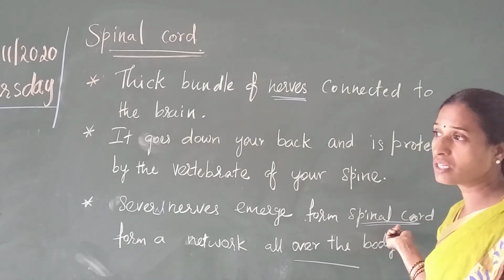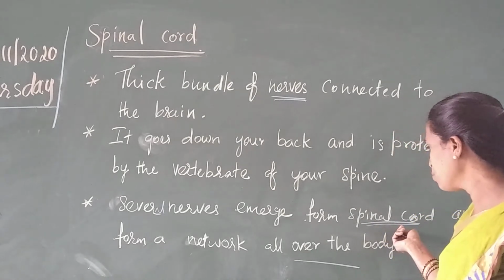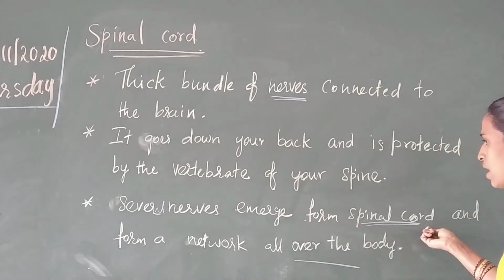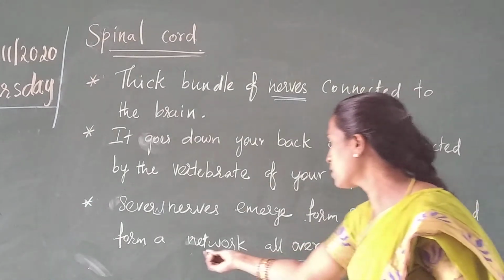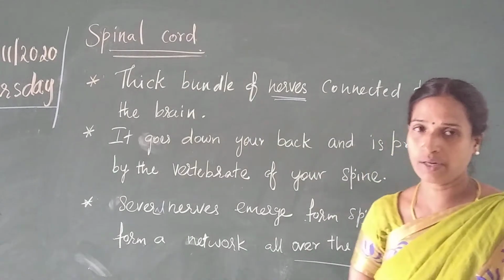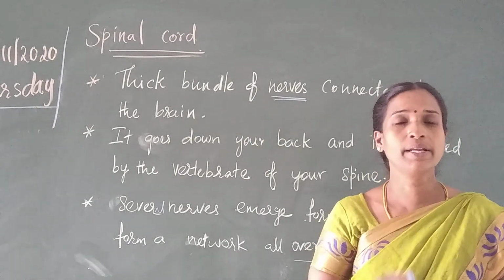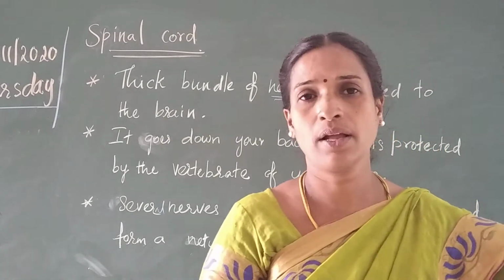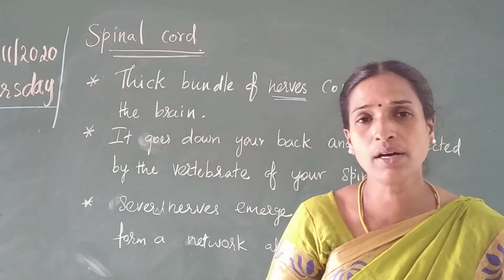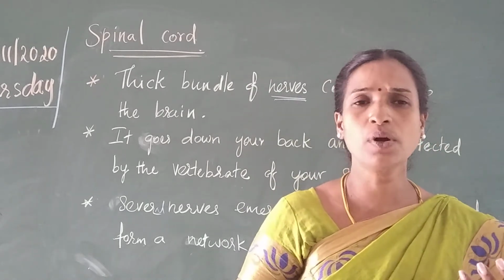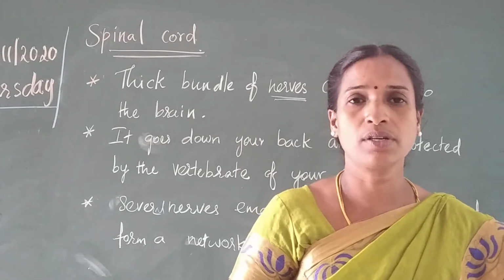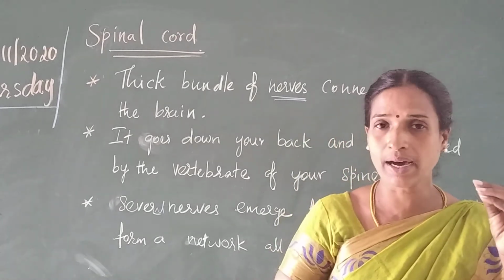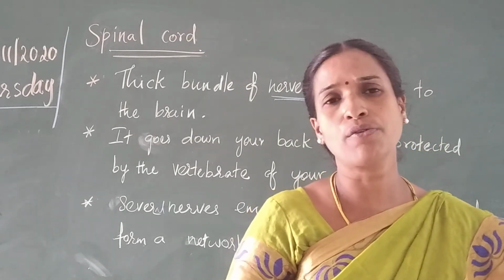Several nerves emerge and form the spinal cord, a network of neurons, and form a network all over the body. For what? To carry messages and to give replies. And the spinal cord controls our reflex actions. Every reflex action is controlled by our spinal cord, and every movement of our body.